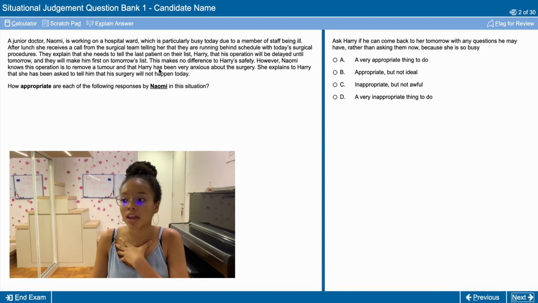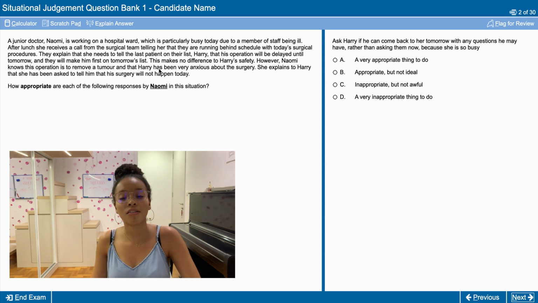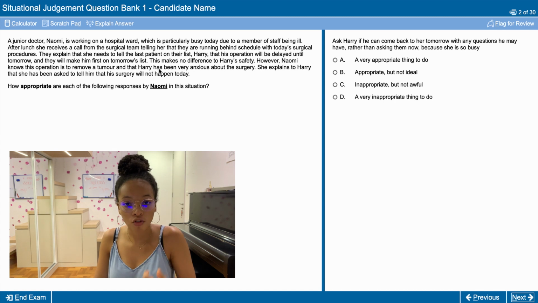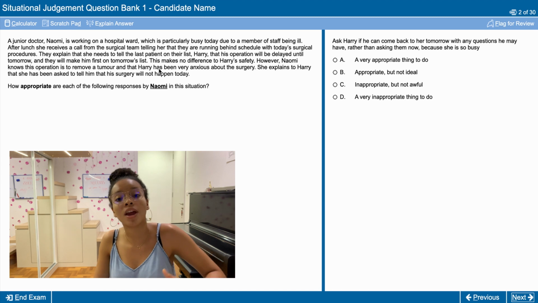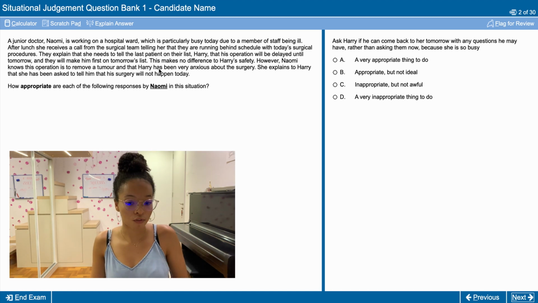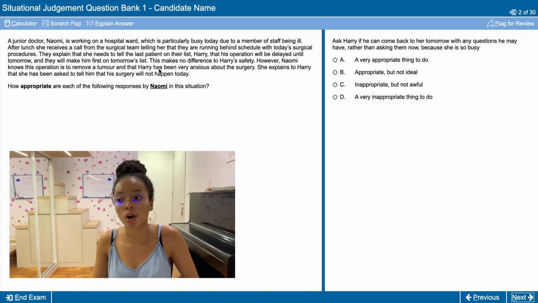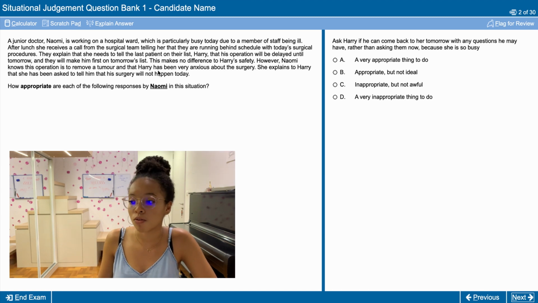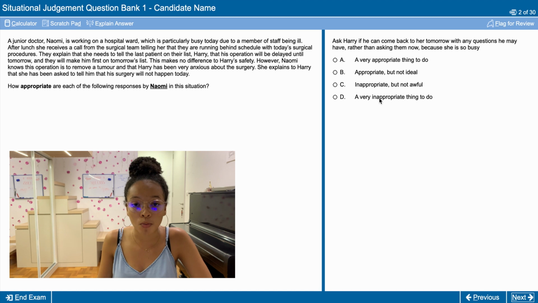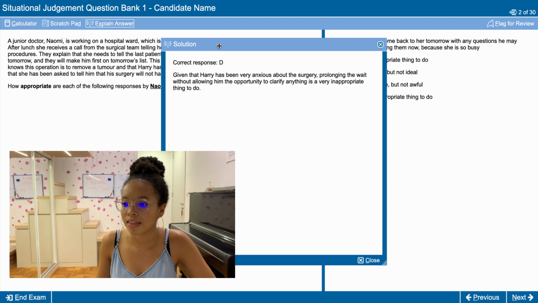So telling Harry to come back tomorrow with no explanation whatsoever, and saying that if he has any questions he should ask them tomorrow, causes Harry more harm, because he's going to be stressed throughout the night, not have any answers to his questions, and might even arrive more anxious than he was the day before for his surgery, which is not what we want. So it's definitely an inappropriate response, and also a very inappropriate thing to do because you're just causing harm to the patient. And when you look at the answer, they say that the response is D.